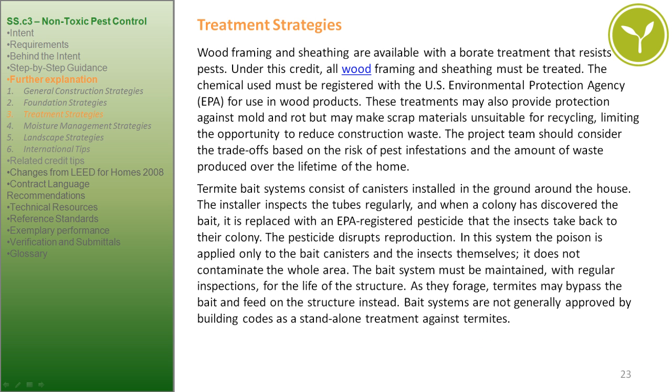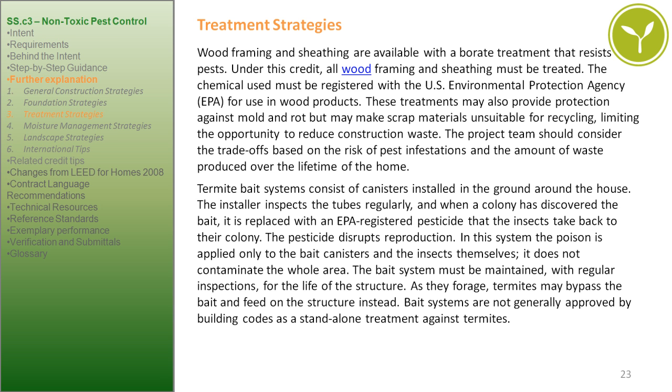Treatment strategies. Wood framing and sheeting are available with a borate treatment that resists pests. Under this credit, all wood framing and sheeting must be treated. The chemical used must be registered with the U.S. Environmental Protection Agency, or EPA, for use in wood products. These treatments may also provide protection against mold and rot, but may make scrap materials unsuitable for recycling, limiting the opportunity to reduce construction waste. The project team should consider the trade-offs based on the risk of pest infestations and the amount of waste produced over the lifetime of the home.